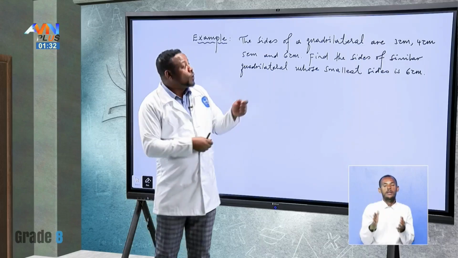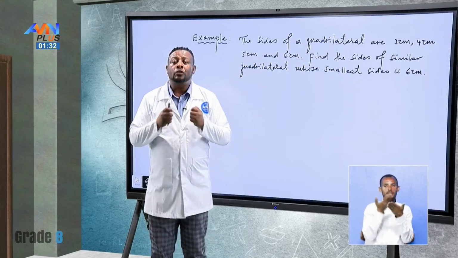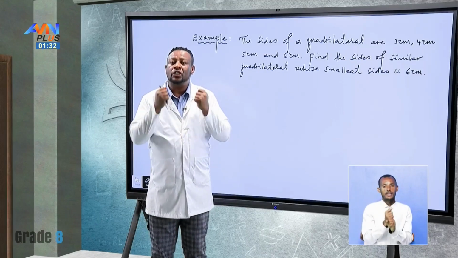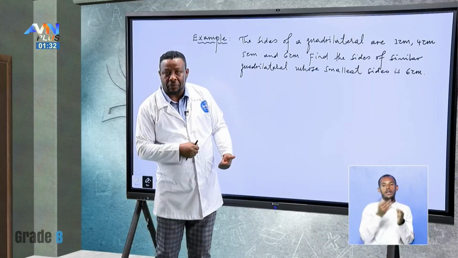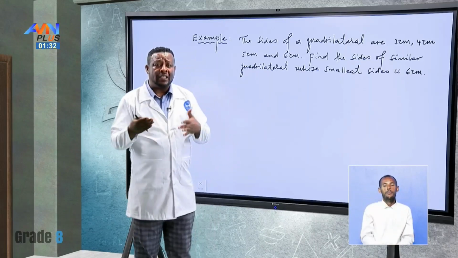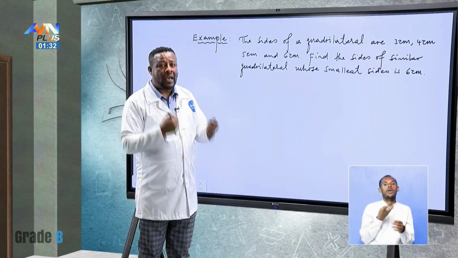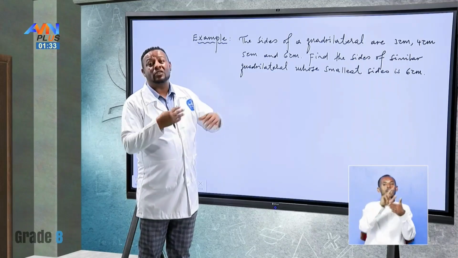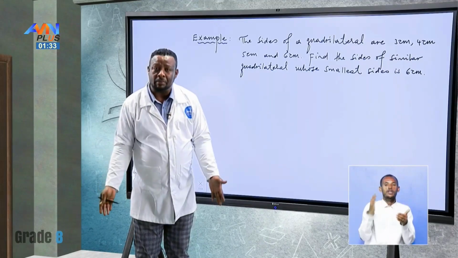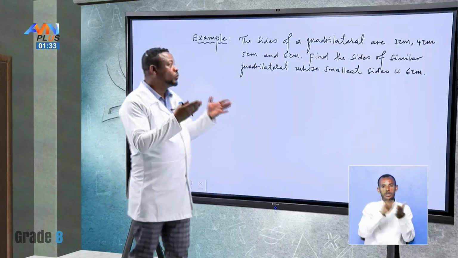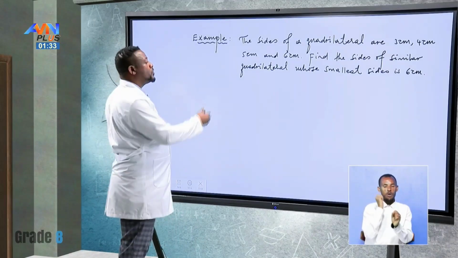Okay, to answer this, you need to apply the definition that I already stated, right? So by similarity of the two quadrilaterals, we mean that the ratios of pairs of corresponding sides are the same. So that is what we need to apply to find the unknown sides.